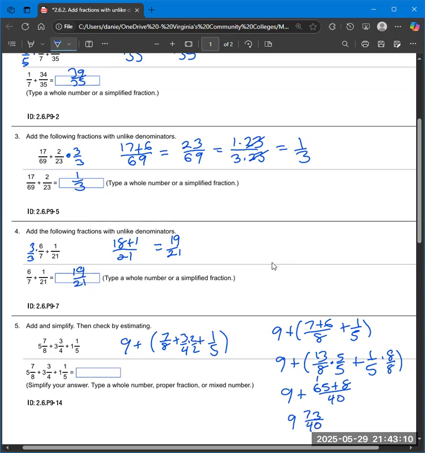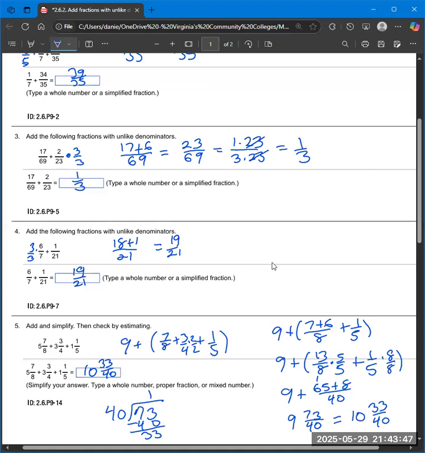So 73 is bigger than 40. We're writing our answer as a mixed number. It's more than 1. 40 goes into 73 one time with 33 left over. So this is one more time. That makes 10. And then a remainder of 33 over 40. 33 is 3 times 11. 40 is 5 times 2 times 2 times 2. So no more factors to reduce. 10 and 33 over 40.